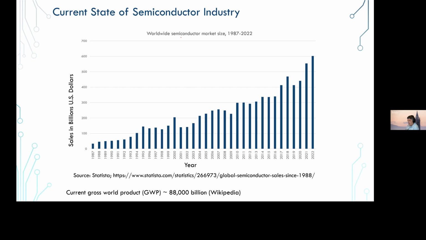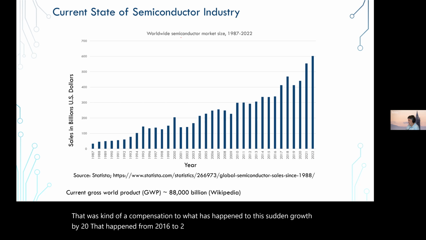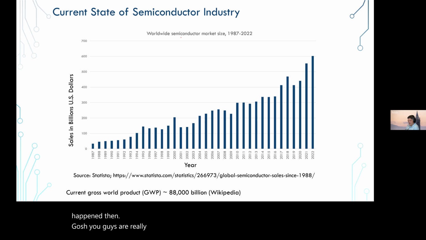Well, that was kind of a compensation for the sudden growth of 20% that happened from 2016 to 2017. Anybody know what might have happened then? Gosh, you guys are really quiet. Well, the increase in memory price, exactly. The changes here have happened because of the turbulent DRAM pricing.